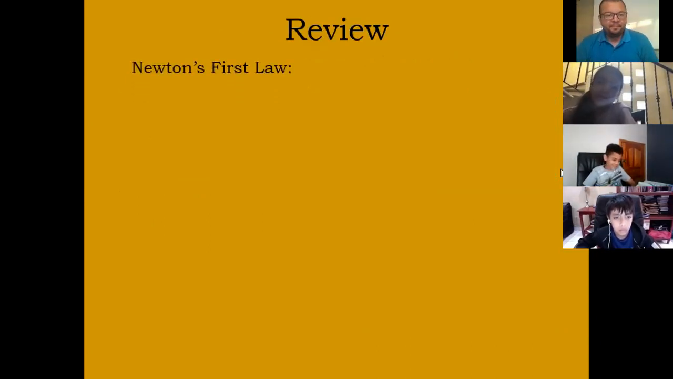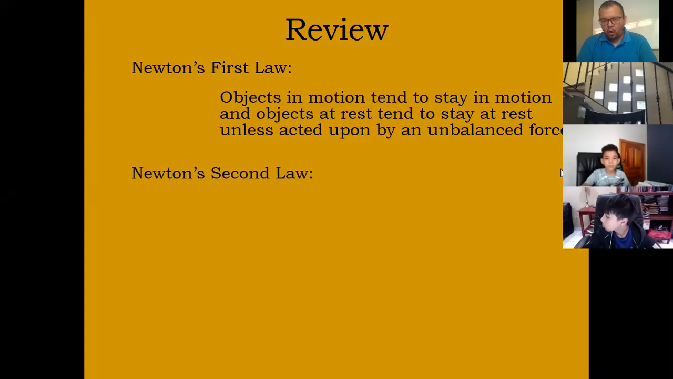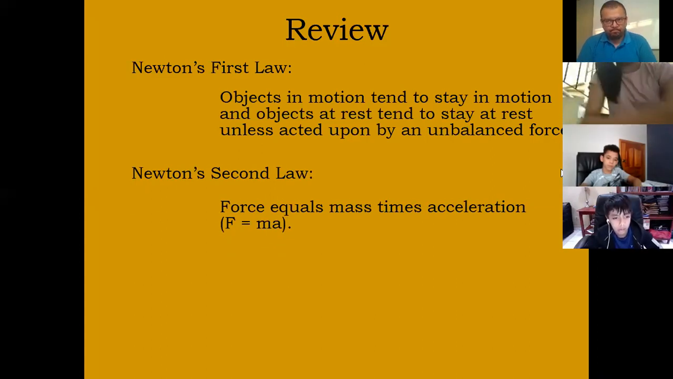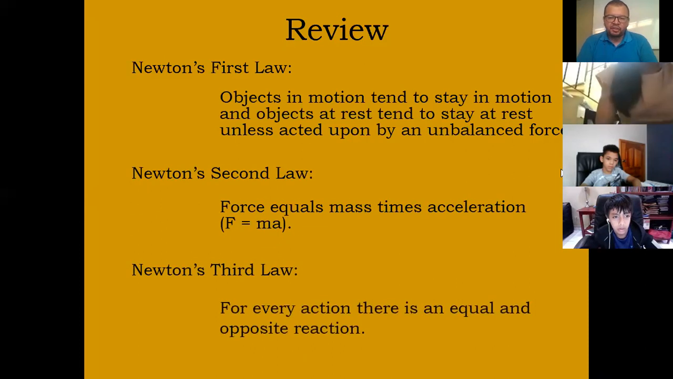Okay, a review. Newton's first law: objects in motion tend to stay in motion, and objects at rest tend to stay at rest unless acted upon by a balanced force. Newton's second law: force equals mass times acceleration. Newton's third law: for every action, there is an equal and opposite reaction.